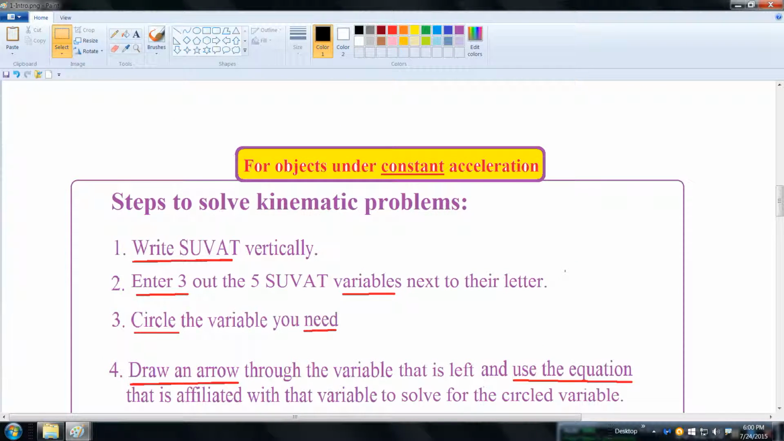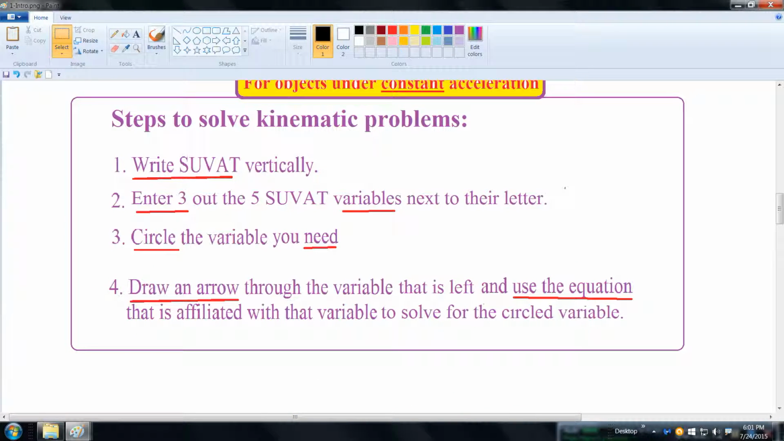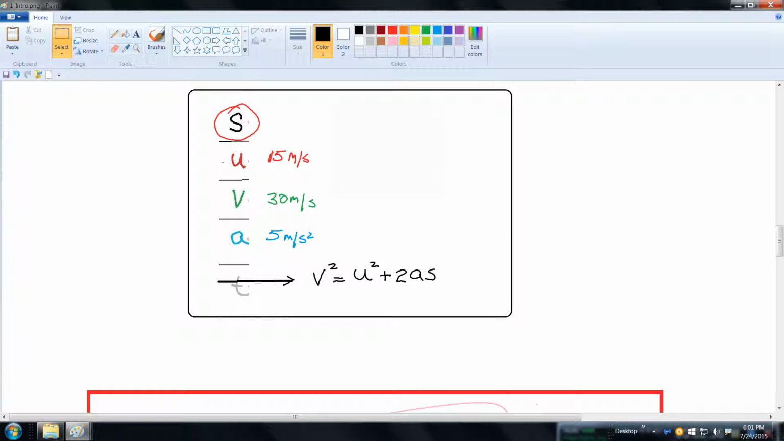And just to review the steps, it's 4 steps. 1, you write SUVAT vertically. 2, you enter 3 out of the 5 SUVAT variables next to their letter. Then you circle the variable that you need, your solution, and then you draw an arrow through the variable that is left and use the equation that's affiliated with that variable to solve for the circled variable. So what you get right before you solve your answer is something that looks like that, and you will have this equation to fill in 3 out of the 4 unknowns of that equation.